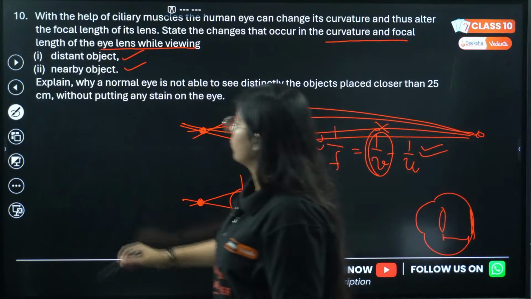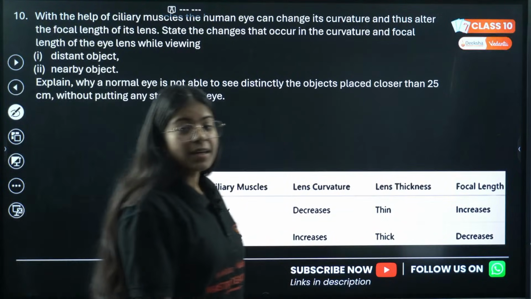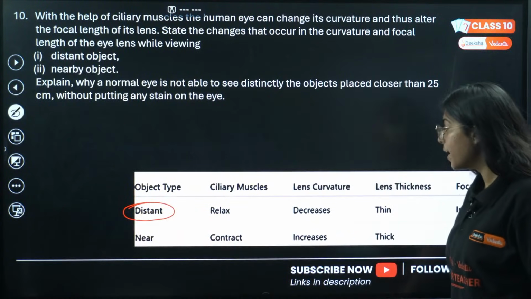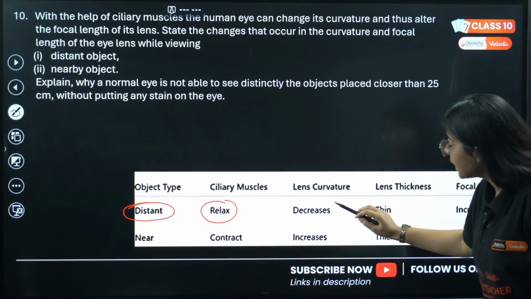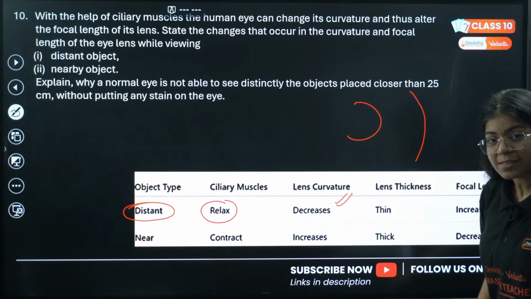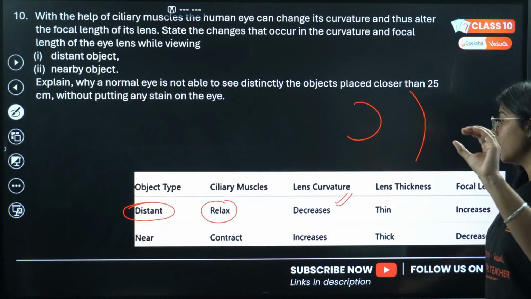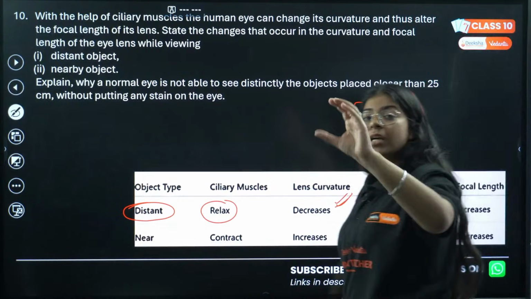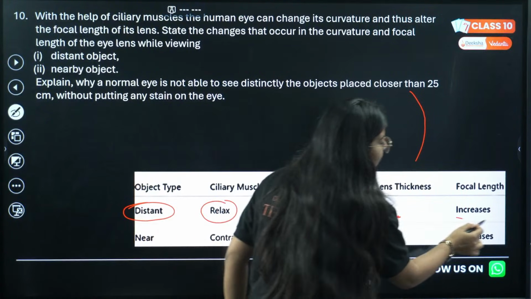So, ma'am, the exact answer: when my object is at a very far distance, what happens? Ciliary muscles relax, okay? Eye lens curvature, this is the curvature, so its curvature decreases. This is increased curvature, this is decreased curvature. So when it relaxes, the curvature decreases. Eye lens becomes thin, and hence focal length increases.